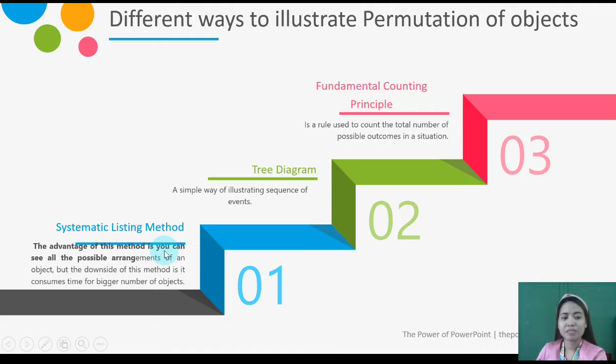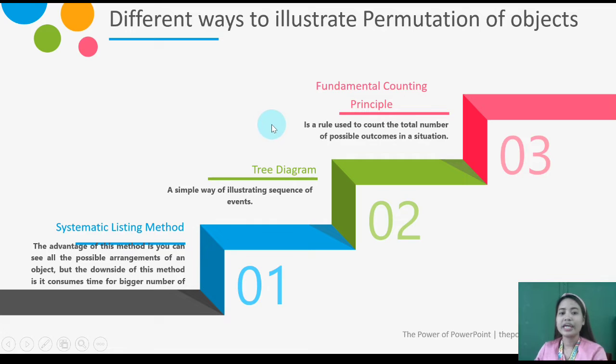The advantage of this method is you can see all the possible arrangements of the objects. But the downside of this method is it consumes time for a bigger number of objects. That is the systematic listing method, where you can list all the objects given in the problem. While the tree diagram is a simple way of illustrating a sequence of events where you can draw or illustrate the given objects. While the fundamental counting principle is a rule used to count the total number of possible outcomes in a situation.